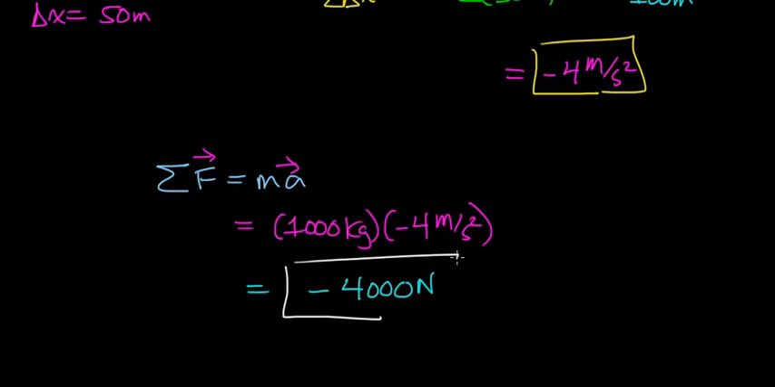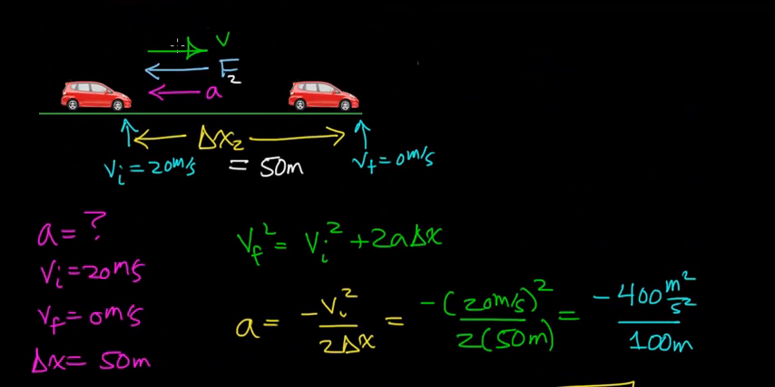So a force of 4,000 newtons has to act on the car when you want to stop it in a shorter distance. And again, notice the direction in which the force has to act. The force has to act in the negative direction, in the opposite direction that this car is initially moving.